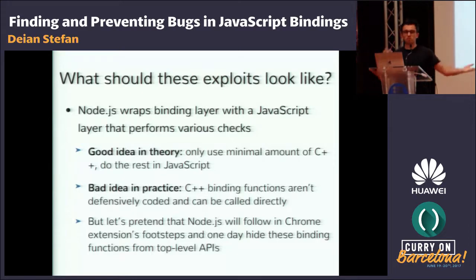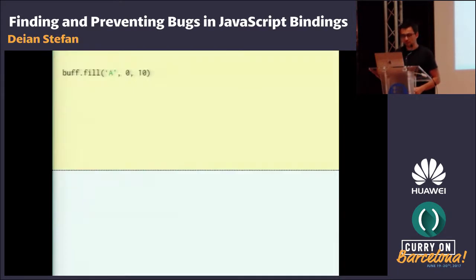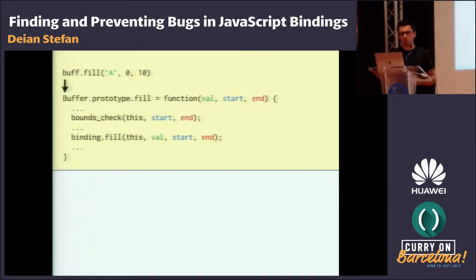And given that, we still want to trigger that previous buffer fill example. This is the thing we went through after finding these binding layer functions: how can we trigger them from the core exposed API? Okay, so to go through that, I'm going to take the buffer fill example again and show you what it's actually doing internally. When you call buff.fill, this calls the Buffer.prototype.fill function. This function has a JavaScript function that performs the bounds check, and after it performs the bounds check, it calls the binding layer fill function that we saw before. Yeah?